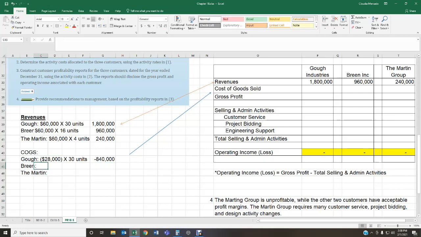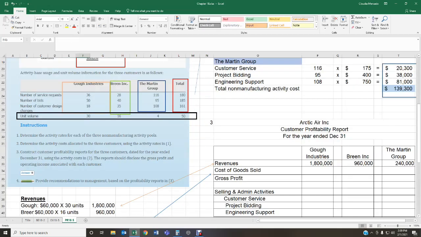For Bryn, my cost of goods sold is 28,000 per unit. And then I'm going to multiply by 16 units.